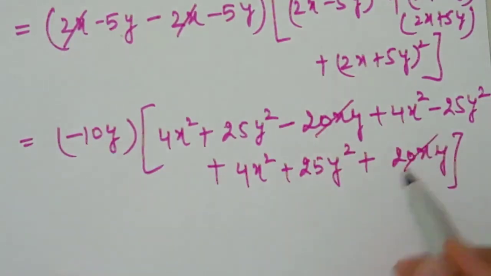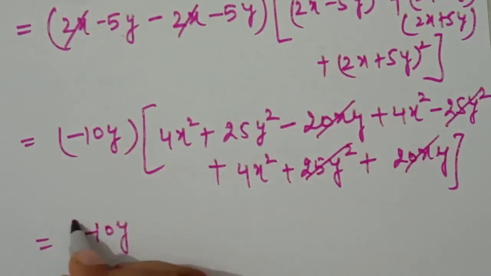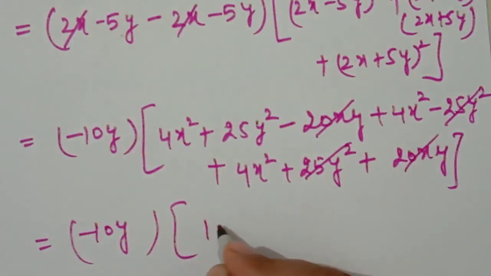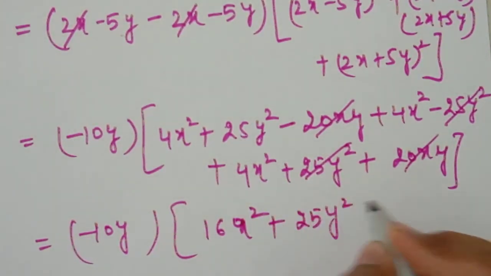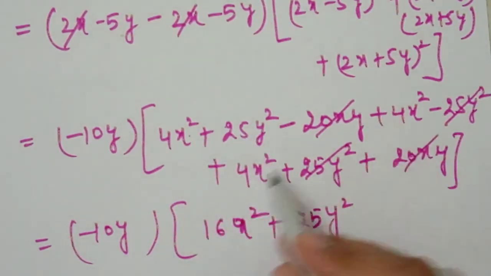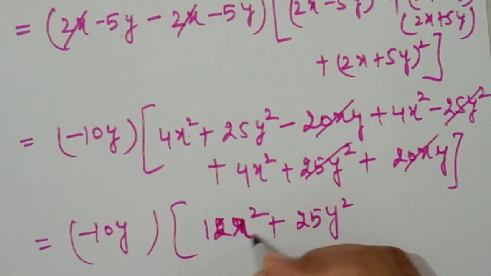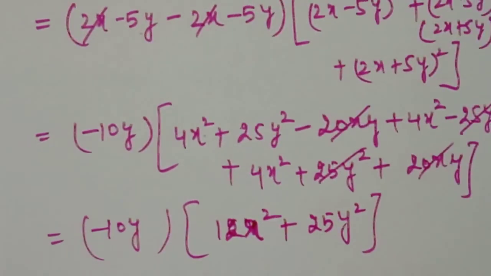The terms with opposite signs cancel each other, and now we have minus 10y times (4x square plus 4x square plus 4x square), which means 12x square plus 25y square. 4 3s are 12x square and 25y square. Correct? This is your answer.